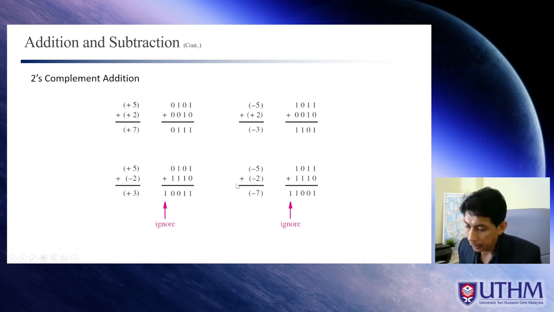Now let's look at the second complement addition or subtraction. Look at this. When we add positive numbers using the second complement number, these two are positive numbers, so there should be no problem. 5 plus 2, we have 7, no problem. But this one, look at this. Minus 5 in two's complement number is this.